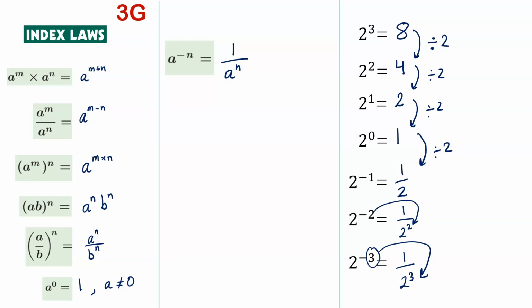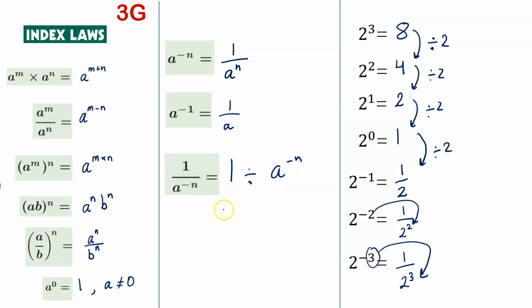And what if n were 1? Like in this case, a to the minus 1. Just like here. That would be 1 over a. But what would this be? 1 over a to the minus n. Well, think of it like this then. You have 1 divided by a to the power of minus n.